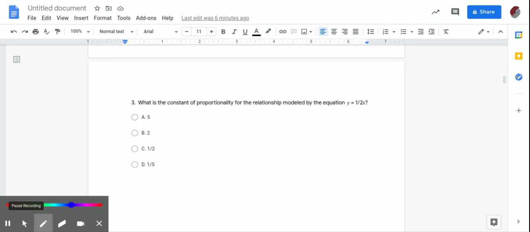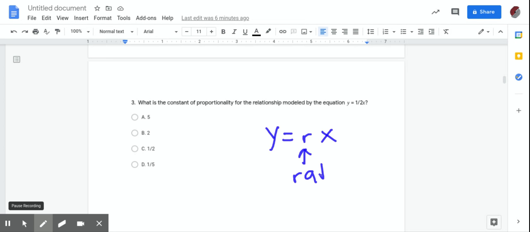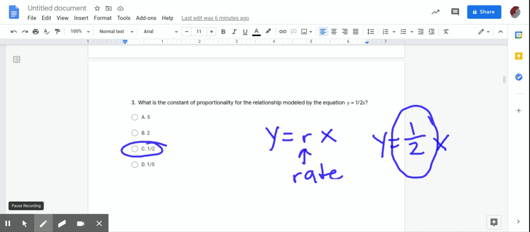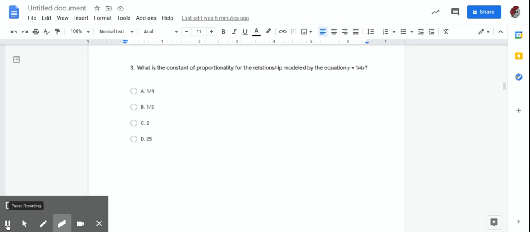So I want to remind you that it's y equals rx, and r stands for our rate. And then the other way to say that is the constant of proportionality. So those are kind of the same thing. And so when I'm looking at my equation where it says y equals 1/2 x, my constant of proportionality is going to be whatever my rate is. And in this case, it is 1/2. You try. What is the constant of proportionality for the relationship modeled by the equation y equals 1/4 x?